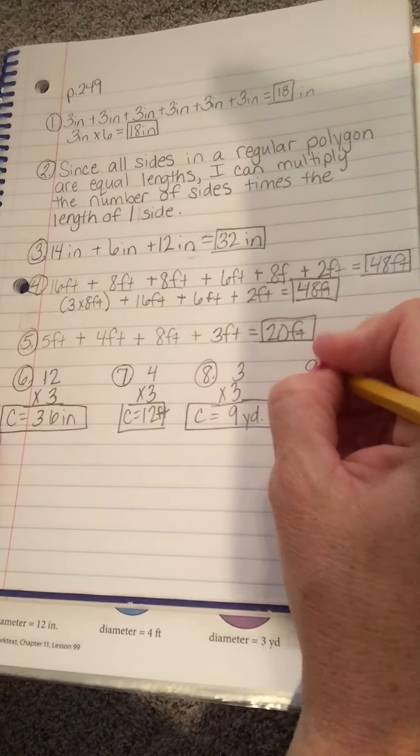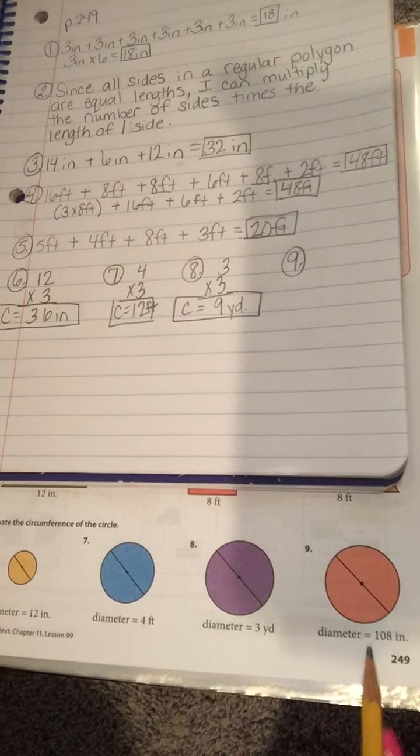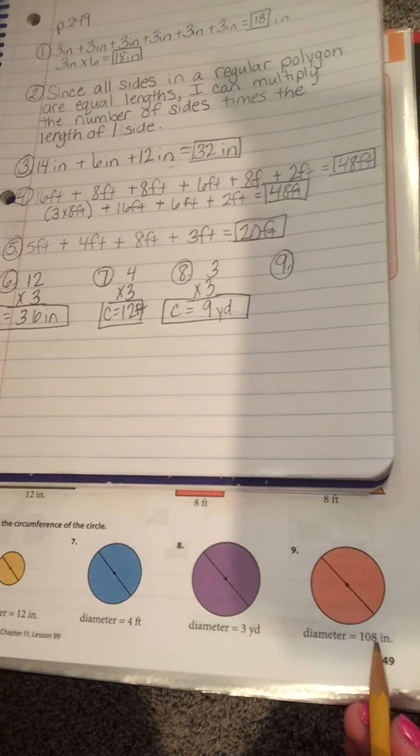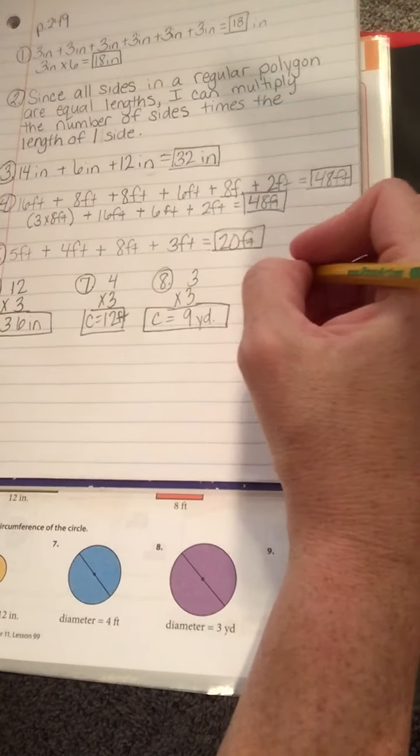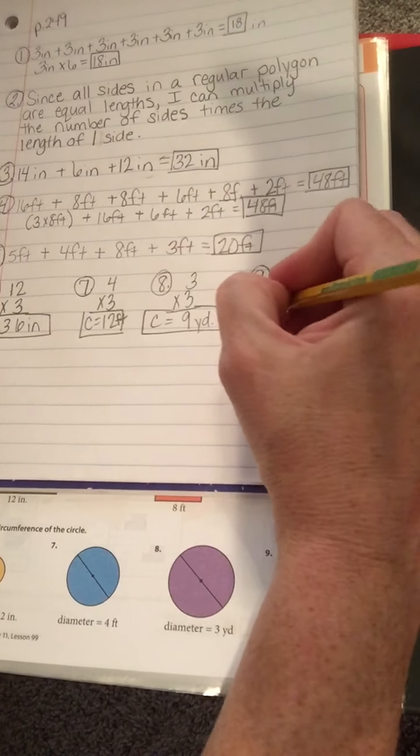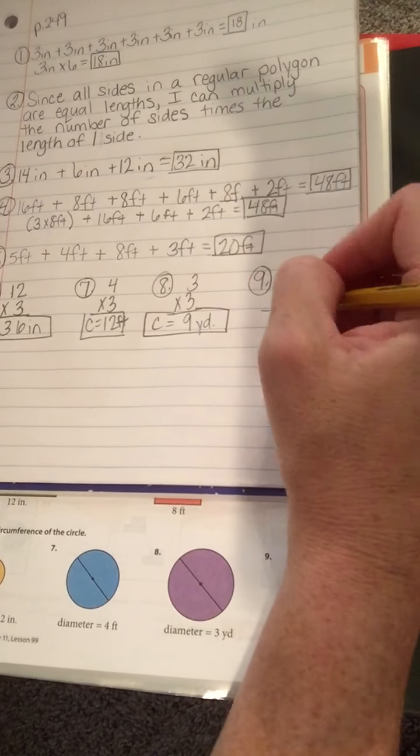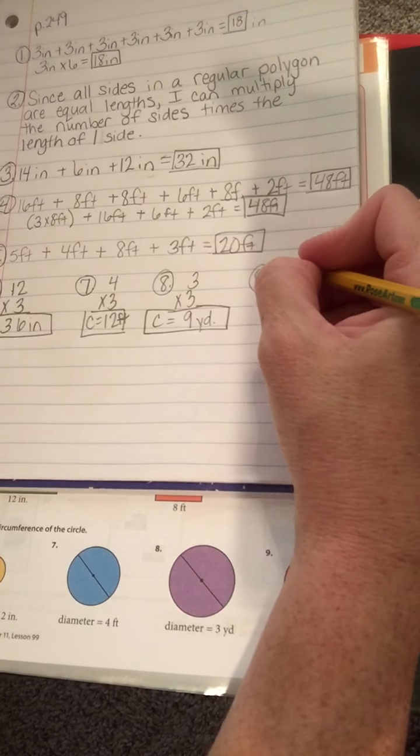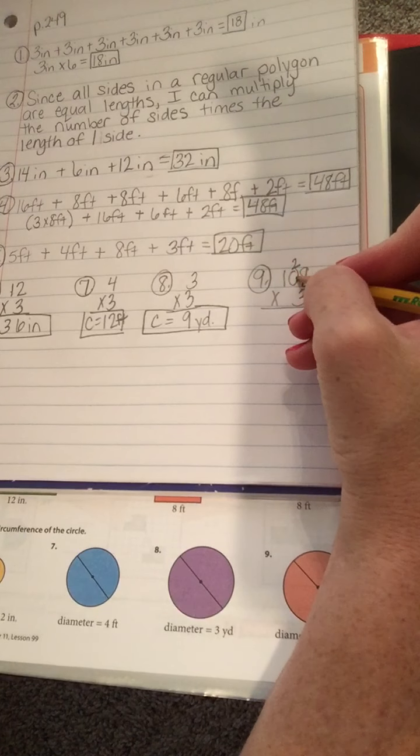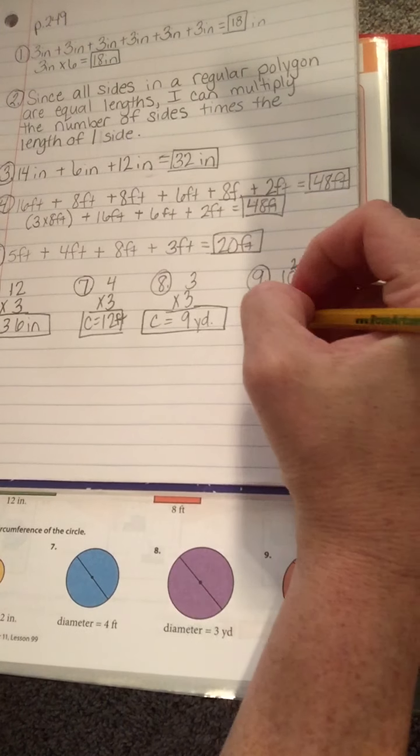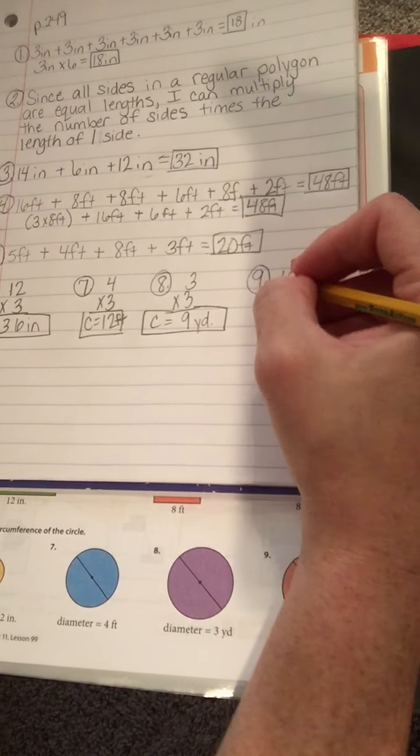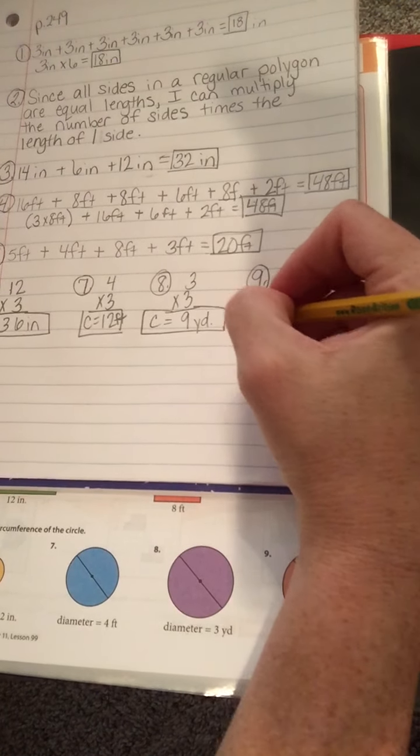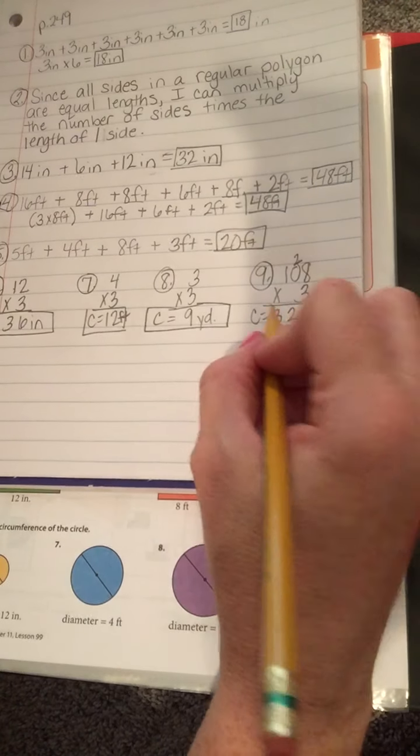And then on number 9, our last one here, your diameter is 108, and this is in inches. So we're going to have 108 times 3. 3 times 8 is 24. You put your 4, carry your 2. 3 times 0 is 0. Plus 2 is going to be 2. 3 times 1 is 3. So your circumference equals 324.